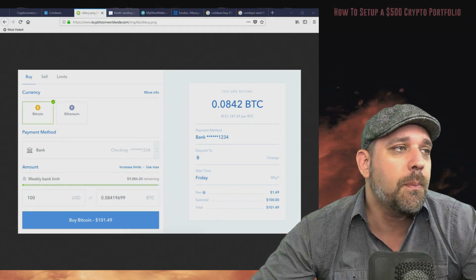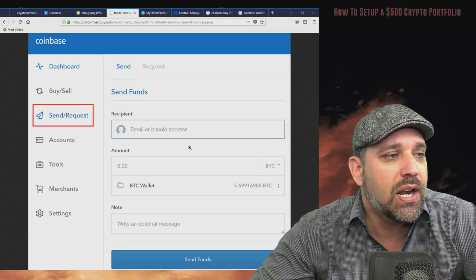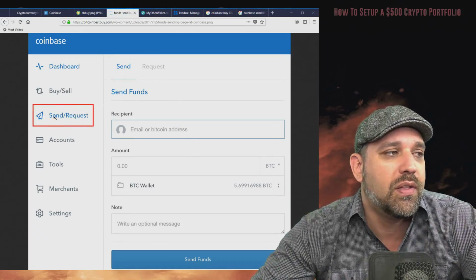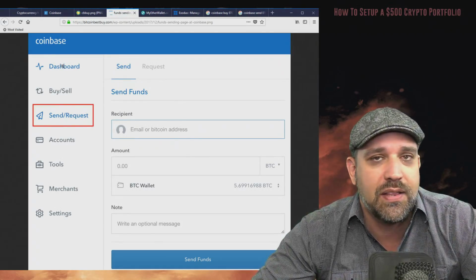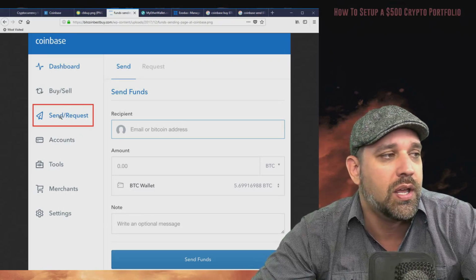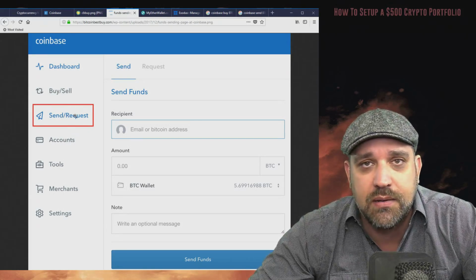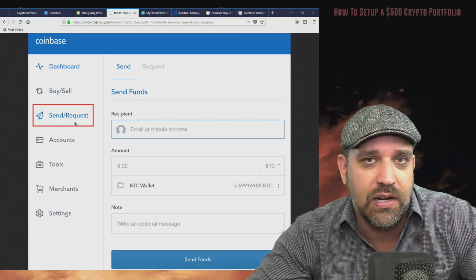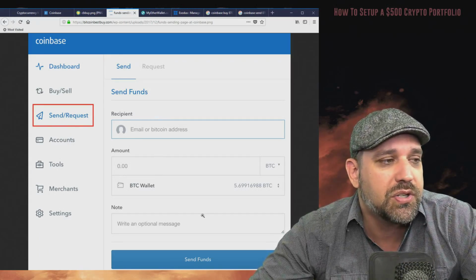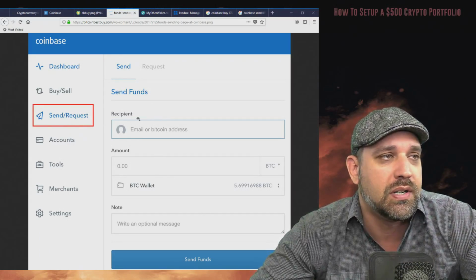Now, once you've done that, you're going to want to go to a window that's going to look like this. You're going to be able to find this from the Coinbase dashboard, and you're going to be able to send your currency. Now, you're not going to do anything just yet because we haven't gotten that far. But ultimately, this is what you're going to do when you send your cryptocurrency.